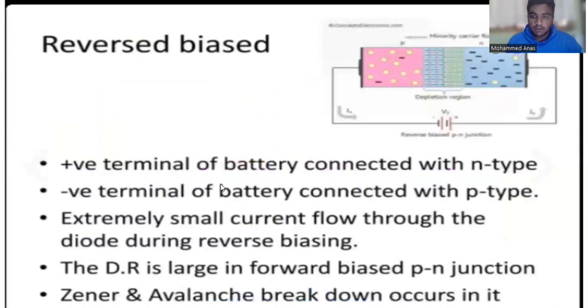The positive terminal of your battery is connected to the N-type. The negative terminal of your battery is connected to the P-type. An extremely small current flows through the diode during reverse bias. The depletion region is larger. As you see here, the depletion region is larger than in a forward biased p-n junction. Zener breakdown occurs in it.